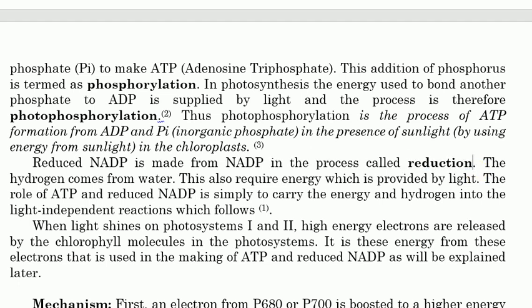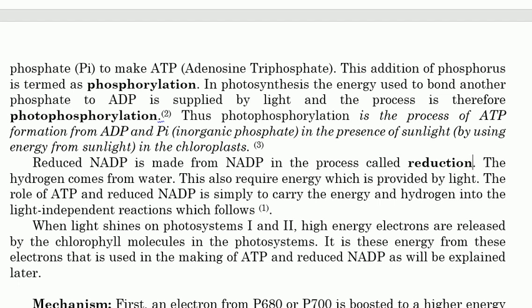So the hydrogen comes from water. When water is broken down by light energy to produce hydrogen and oxygen, the hydrogen combines with NADP so as to be carried to the dark reaction, and oxygen is released as the byproduct of photosynthesis. So oxygen is produced in the light reaction during photolysis of water. The hydrogen comes from water. This also requires energy, which is provided by light.